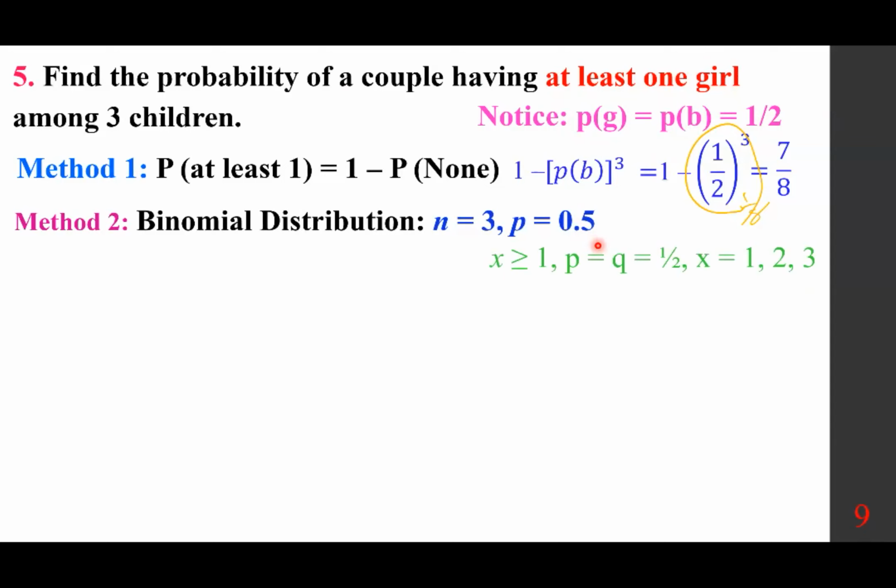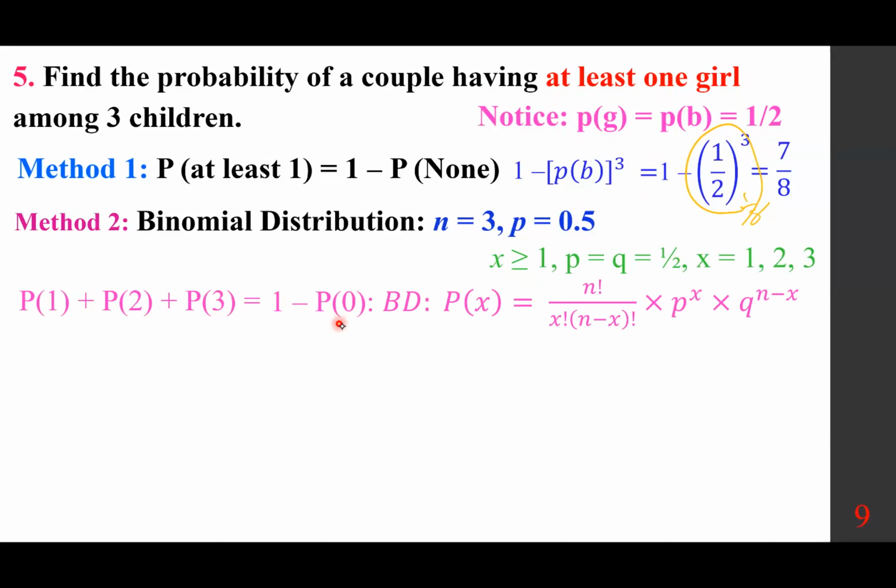We want the probability of X larger than or equal to 1, because at least one means 1 is good, 2 is good, 3 is good. What is not good is 0. So you have two choices. You can add them up, or you say 1 minus the probability of 0, the complementary event, which ultimately becomes the at least 1 in this case. And remember, P of X is n factorial over X factorial times n minus X factorial, P to the power of X, Q to the power of n minus X. Now replace them, the n with 3, P and Q are both 0.5.